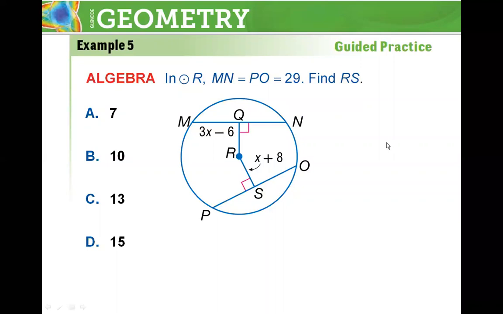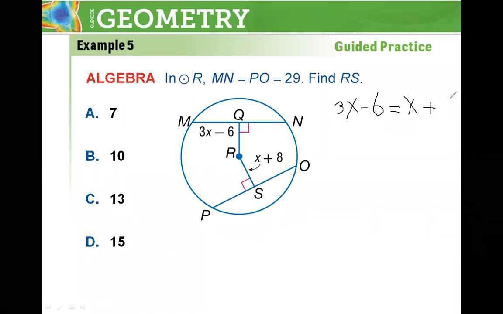In circle R, algebra. MN equals BO equals 29. Find RS. First we have to solve 3x minus 6 equals x plus 8.